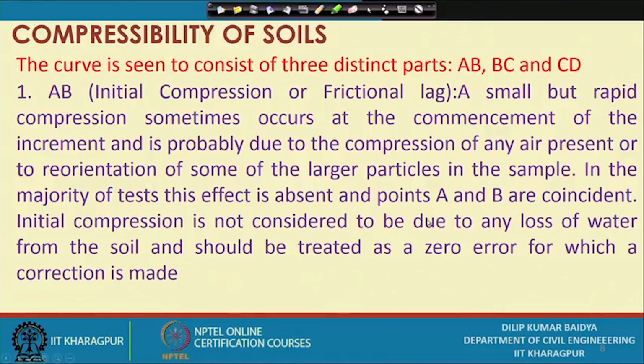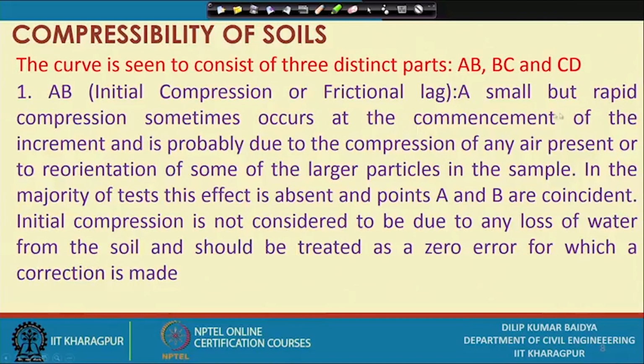You can see the curve is seen to consist of 3 distinct parts AB, BC and CD, and AB is initial compression or frictional lag. Because of this, the sample is in a ring, it will be prepared and loaded, and then compression will be observed. So, initially you will have a slower rate.